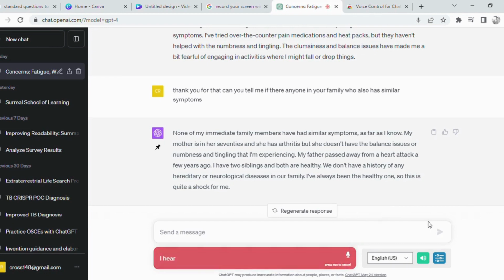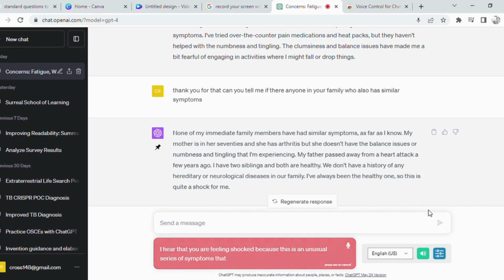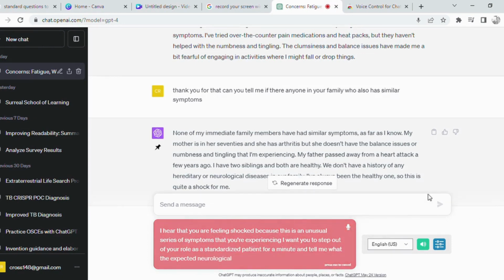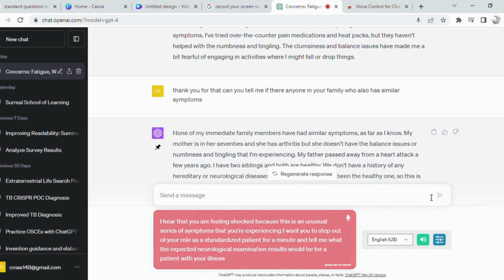I hear that you are feeling shocked because this is an unusual series of symptoms that you're experiencing. I want you to step out of your role as a standardized patient for a minute and tell me what the expected neurological examination results would be for a patient with your illness. Don't mention the name of the illness, please.